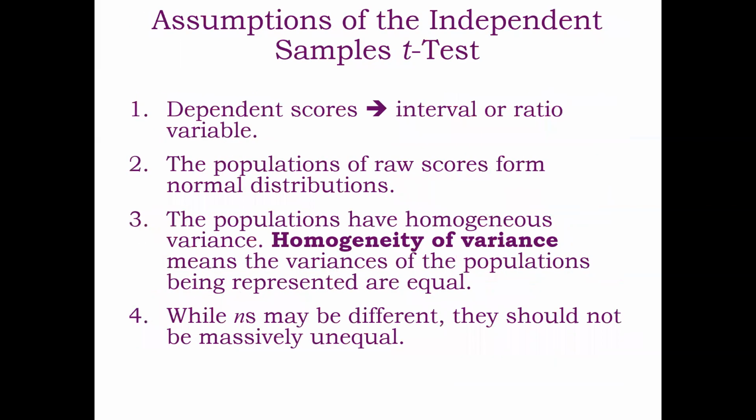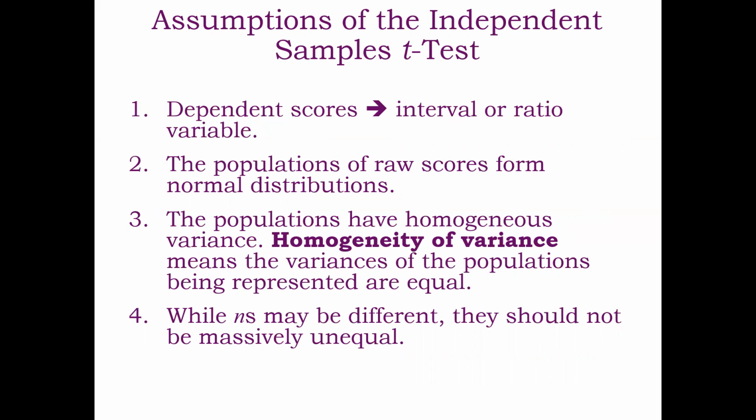So just like our one sample t-test, a basic assumption of the independent samples test is that the dependent variable is made of scores measured on an interval or ratio level, right? So scale in SPSS, continuous scores. We cannot use nominal or ordinal variables as our outcome variable, right? Another assumption is that the populations of raw scores form normal distributions. Our sample doesn't matter if it's skewed, but the populations are assumed to form normal distributions.